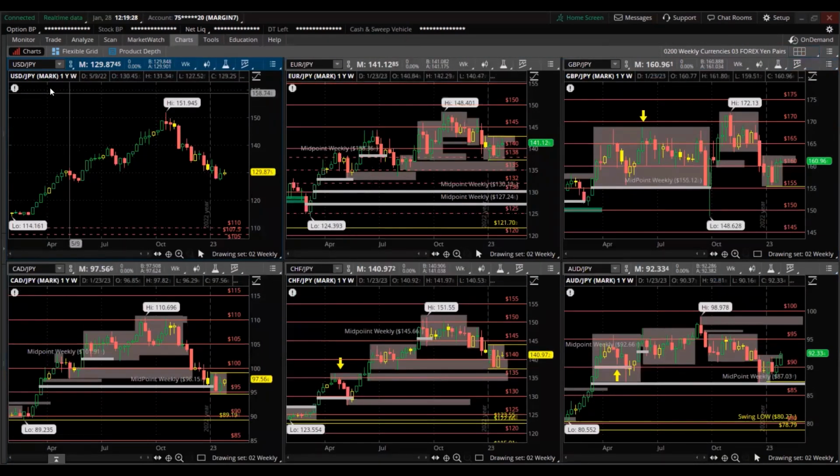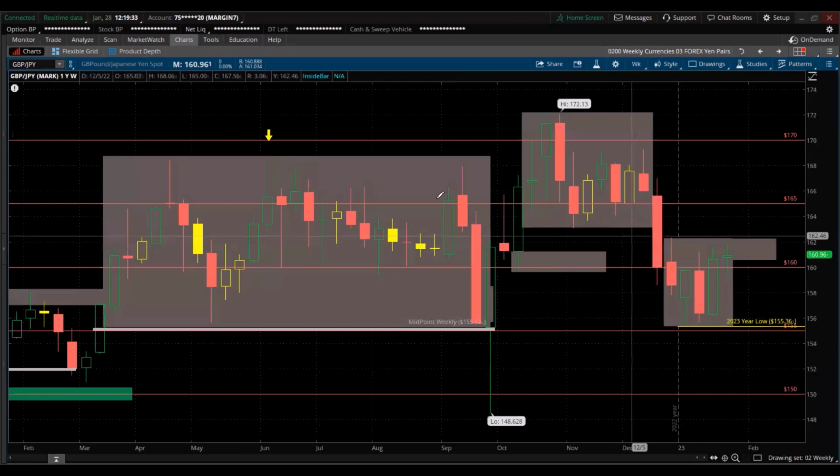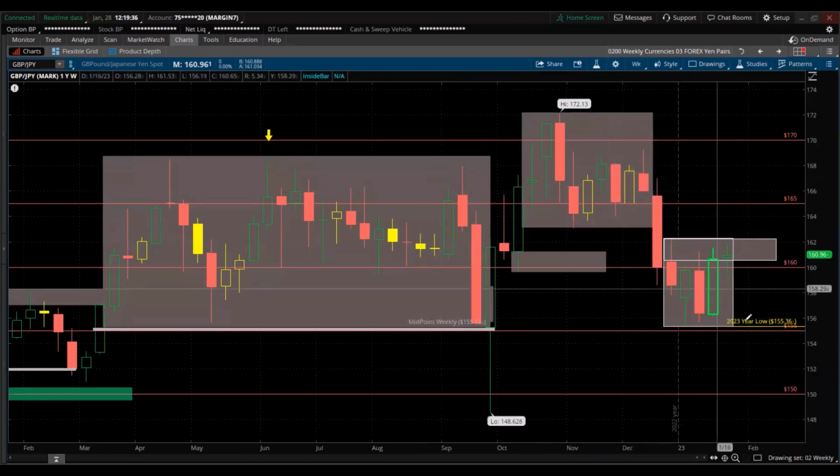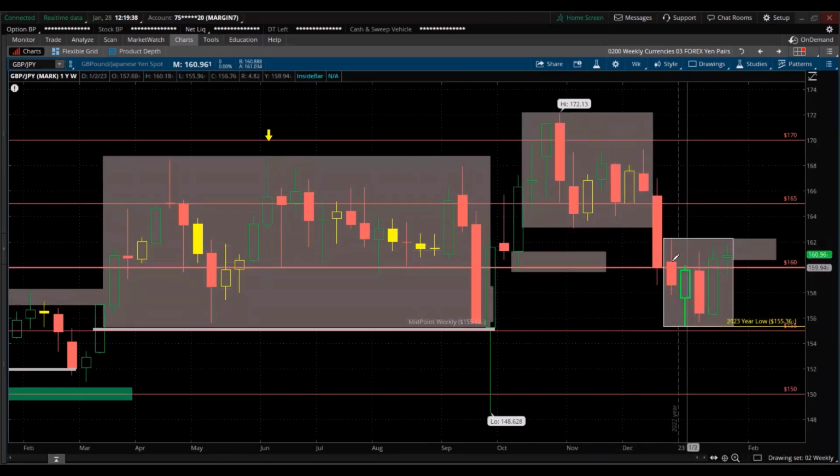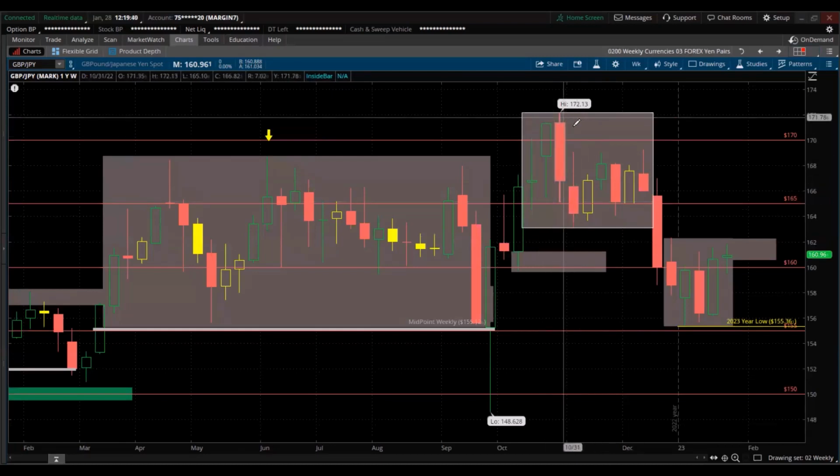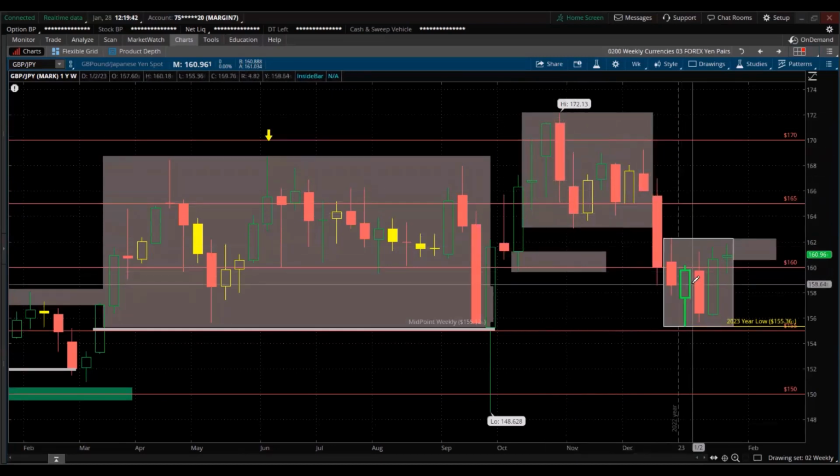The yen. We already did the US dollar yen. Already did the euro yen. Let's do the British pound yen. Yep, when this trends down, that's in favor of the yen against the British pound. So that was the high last year, trending down, giving strength to the yen against the pound.